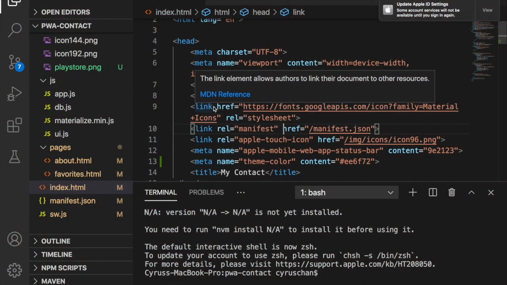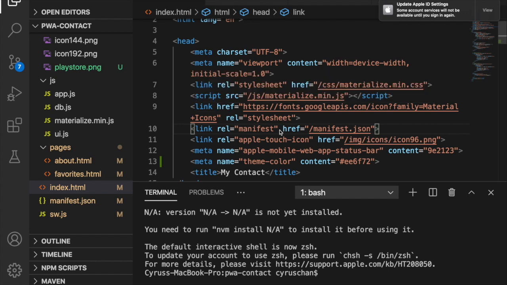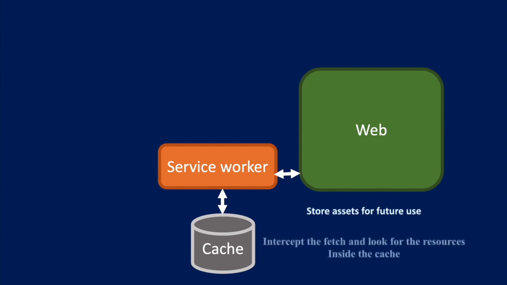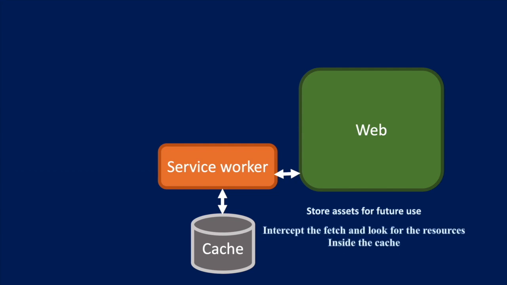A fetch event will be emitted when the HTML pages load assets like the JavaScript and CSS or the images, or manually send a fetch request. The service worker stores the asset for the future, and when offline, the service worker can intercept the fetches and look for the resources in the cache. And this is good for both when the app is online or offline.